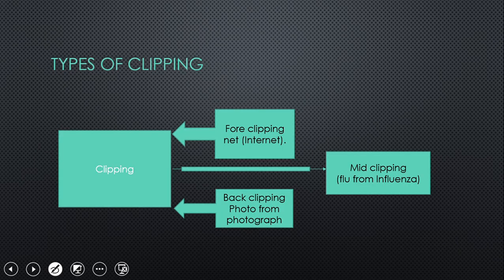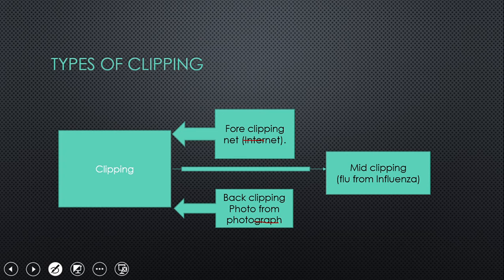So fore clipping is that type of clipping in which you remove the initial part and the final part retains. For example, in the word internet, if I remove inter and the final part retains, that would be the word net. Then comes back clipping. In back clipping, you remove the final part and the initial part retains in the word. So if I remove graph from photograph, a new word will be called photo, and it is commonly used these days.